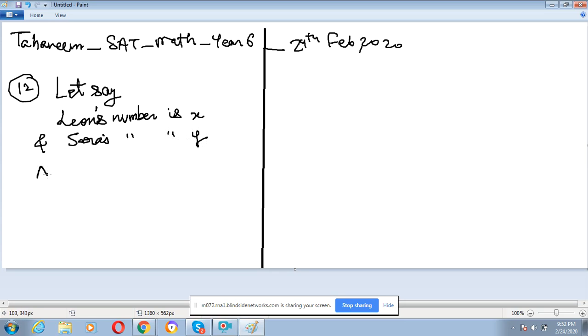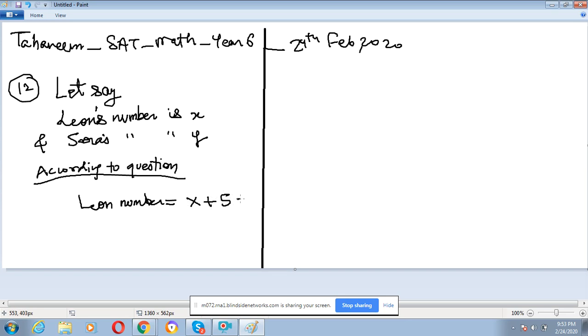Now, according to the question, Leon is saying I added 5 to my number. Leon's number equals X plus 5. He added 5 to the number, correct? Yes. And Sarah says, I subtracted 8 from my number. So Y minus 8. Leon's new number and Sarah's new number.